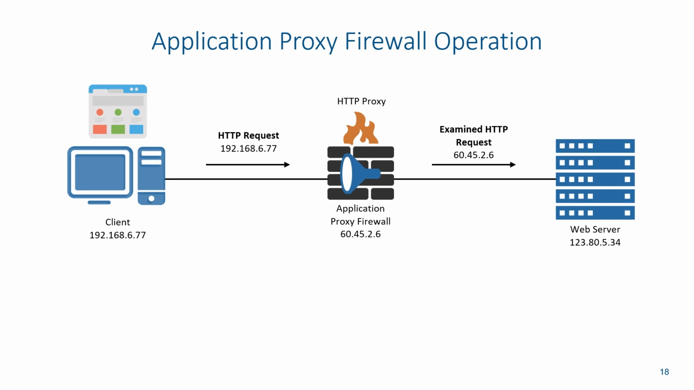So it's able to manage that and investigate to determine if there's anything that's out of the ordinary that we need to drop. After it's examined this packet, it's going to send that onto the server. And then the server is going to respond, and that traffic is going to get filtered through the same application proxy firewall. And then once it's filtered, it's going to send the examined HTTP response onto the client.